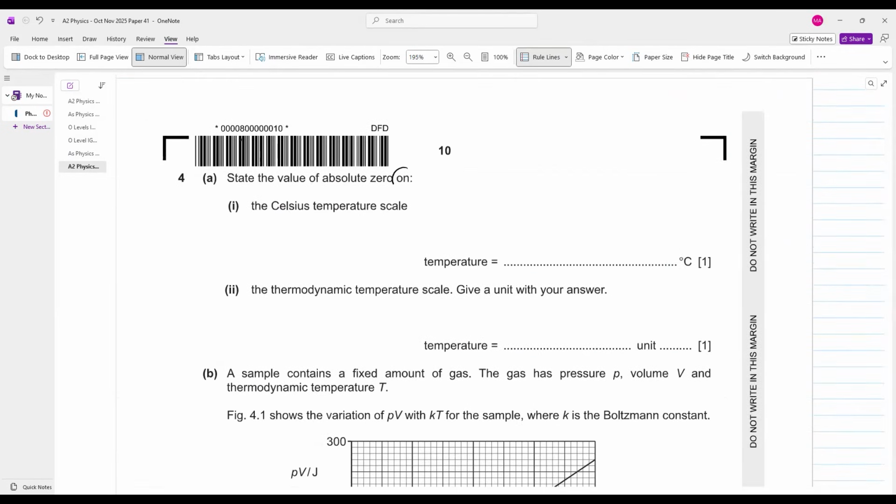State the value of absolute 0 on the Celsius scale. On the Celsius scale, absolute 0 is negative 273.15 degree centigrade.